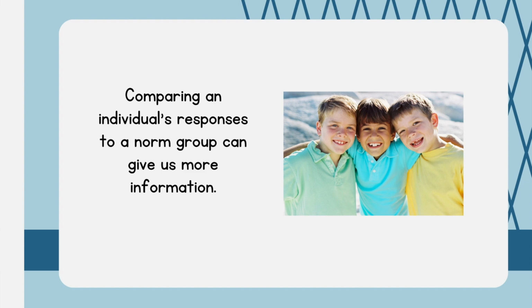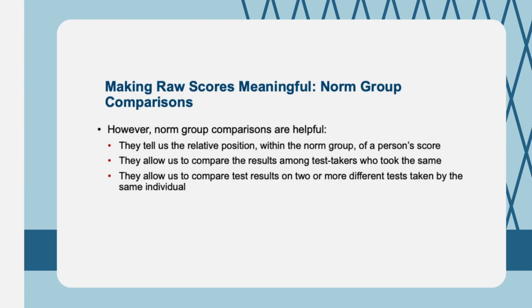So, what are we going to do with that? If we take those raw scores and we start comparing an individual's responses on their raw scores to a norm group, that's going to give us a little bit more information. So we need to make raw scores meaningful, and we do this through something called norm group comparisons. And these comparisons are helpful because they tell us the relative position within the norm group of a person's score.